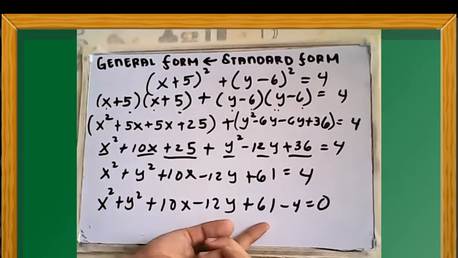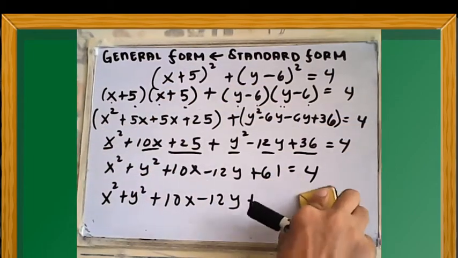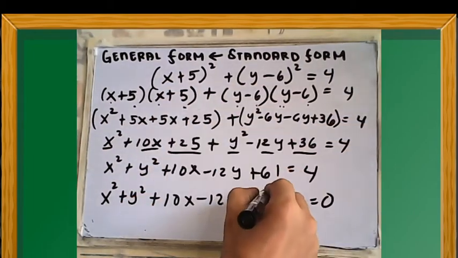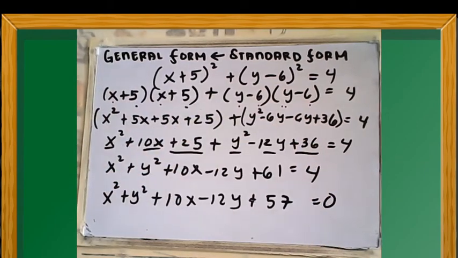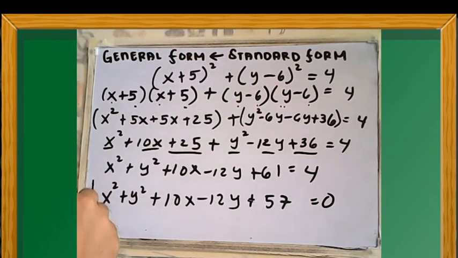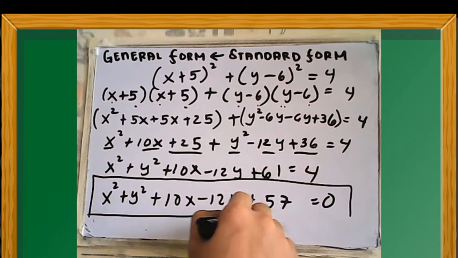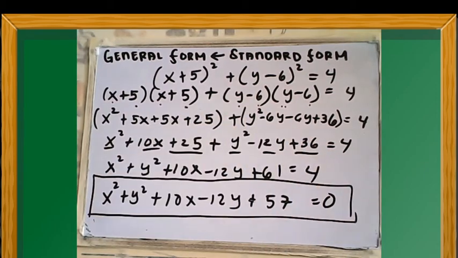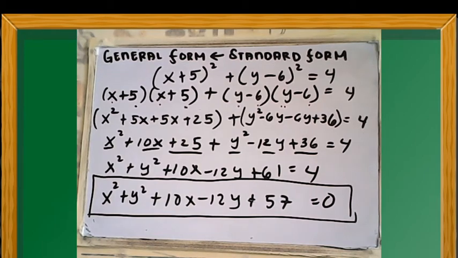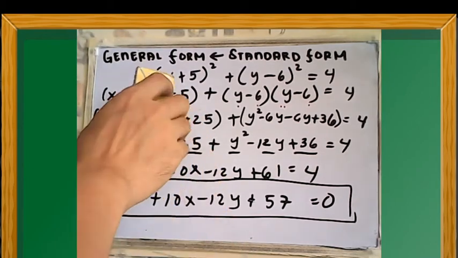And we can simplify this, 61 minus 4 is 57. So this is the final answer, since we are now in the general form: x squared plus y squared plus 10x minus 12y plus 57 equals 0. So that is how to transform an equation of a circle from standard form to general form.